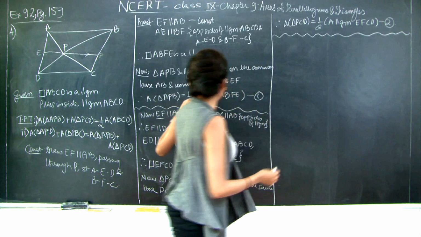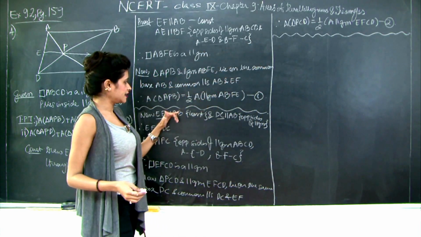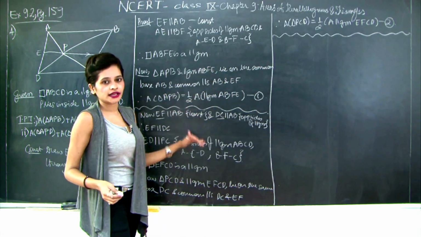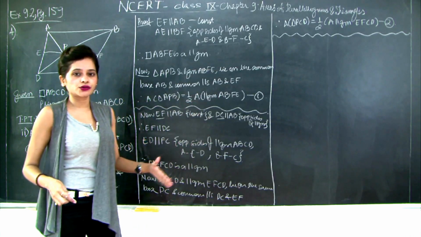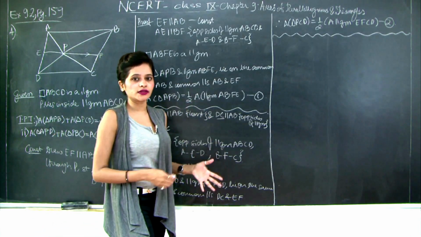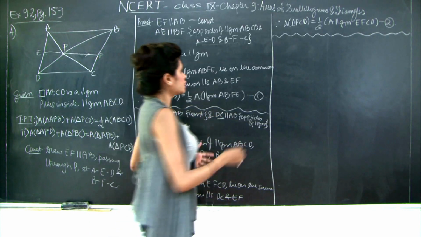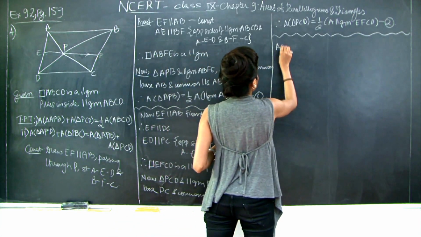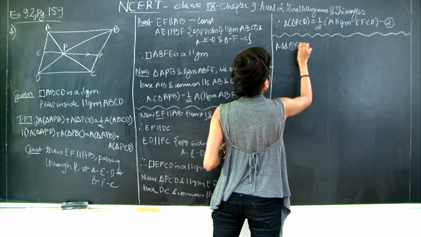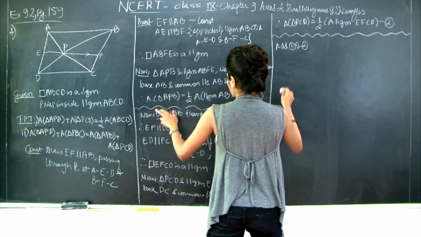Now, also when you add, you are going to add the left hand sides to the left hand side and right hand side to the right hand side. Why? Using the rule, when equals are added to equals, the wholes are equal. So, I will say adding 1 and 2, what do I get?